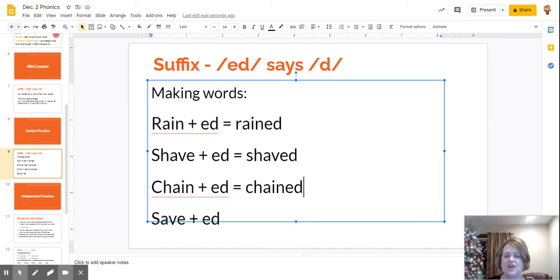Good. And then our last one is save. So let's do save, S-A-V-E. Bossy E makes the A say her name. She is now a long vowel. Let's put those together with our ED ending. Remember, two E's here. We're going to drop this E and add ED. So we have saved. Saved.